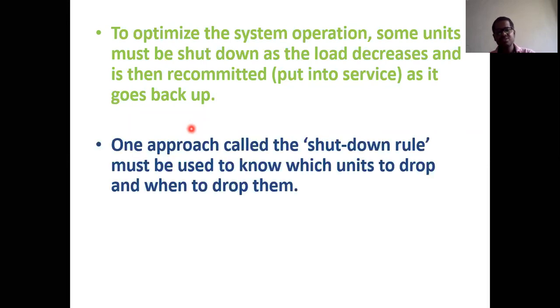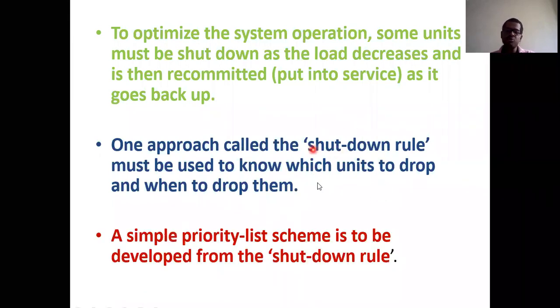And the next one is the shutdown rule. According to this rule, we can understand which units are to be dropped and when they are to be dropped. So we can understand this point when we use a shutdown rule. And we use the same rule for our first algorithm, that is the priority list method. Now we will see how to apply the shutdown rule.